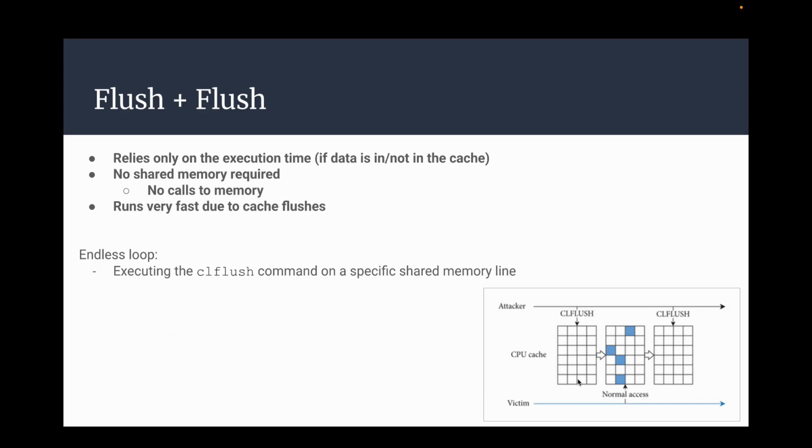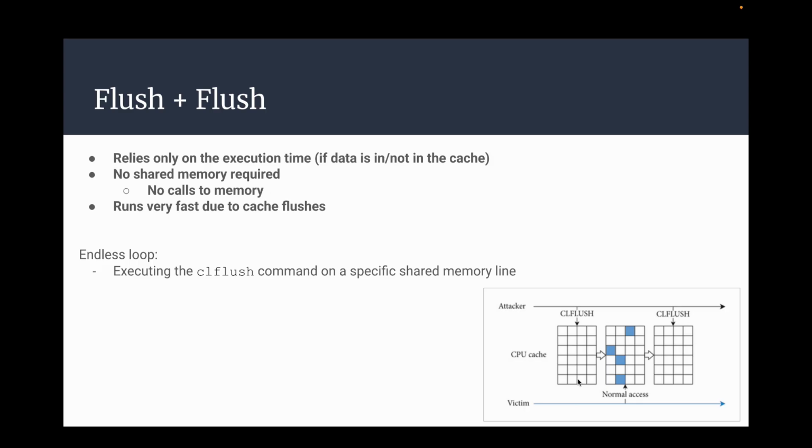Next is Flush and Flush. Flush and Flush relies only on the execution time of accessing the data in a cache. In a similar way to Prime and Probe, there is no shared memory required, and it can be run very fast and stealthily because it only requires the cache flushes. And once again here, it is using CLFLUSH because we're in the x86 architecture.